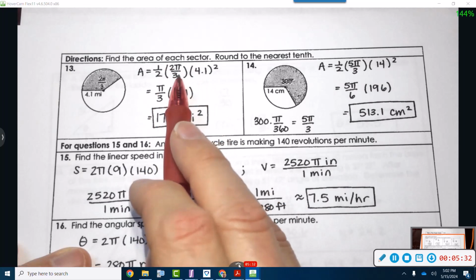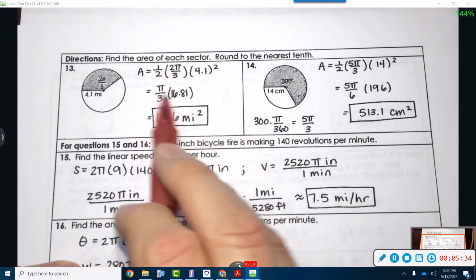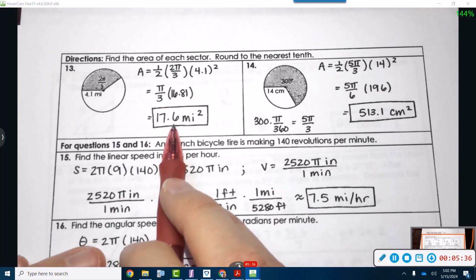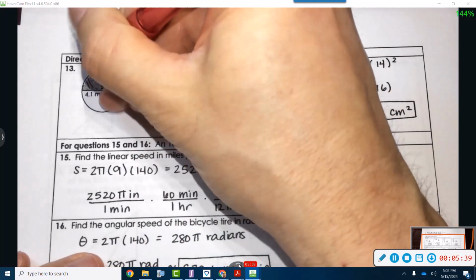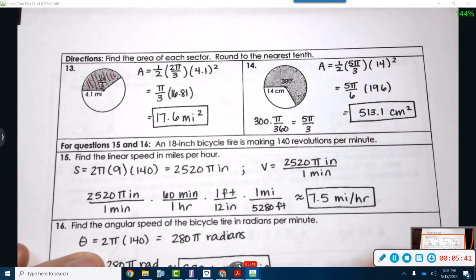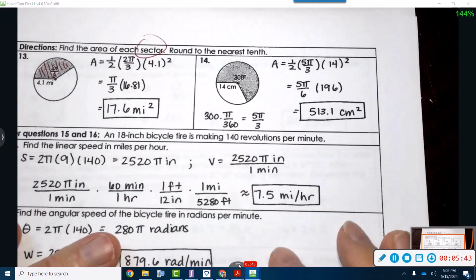So half times theta times the radius. Just number crunch that, and you will get the answer. That represents the entire area of that sector. That is a sector, okay?